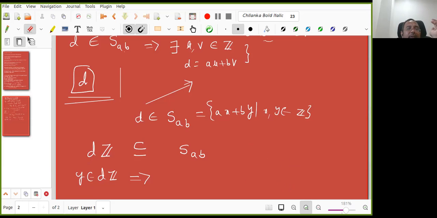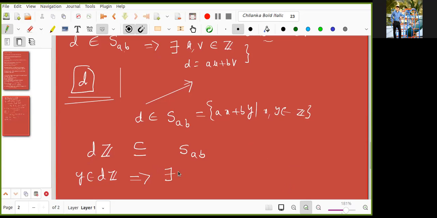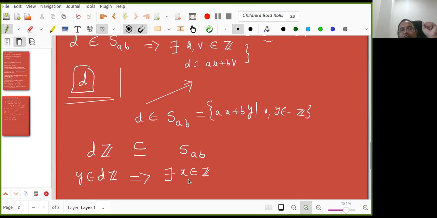So y belongs to 3Z means there exists an x. Yes. So this is the thing. This is very important. So y belongs to dZ means there exists an x in Z such that y is equal to dx. Very good. y is equal to dx. Okay, great.